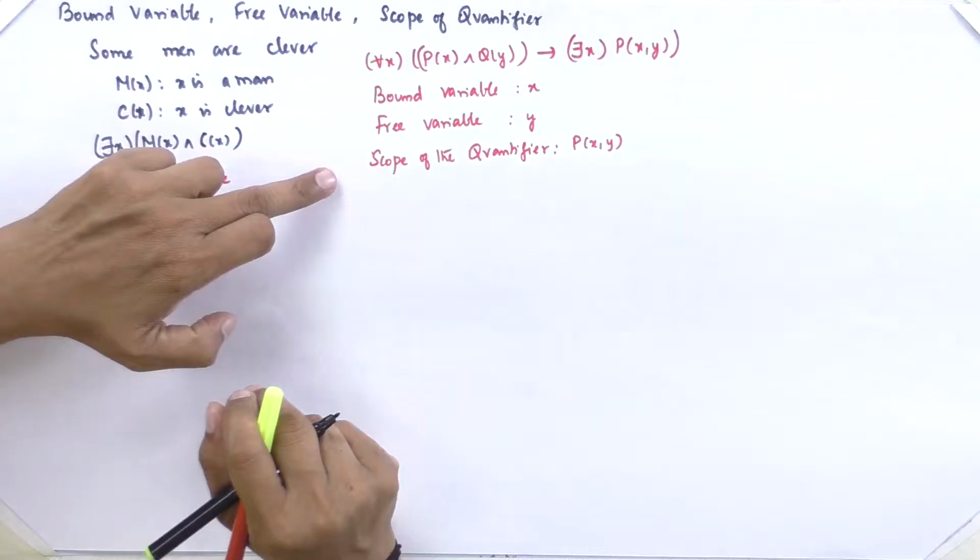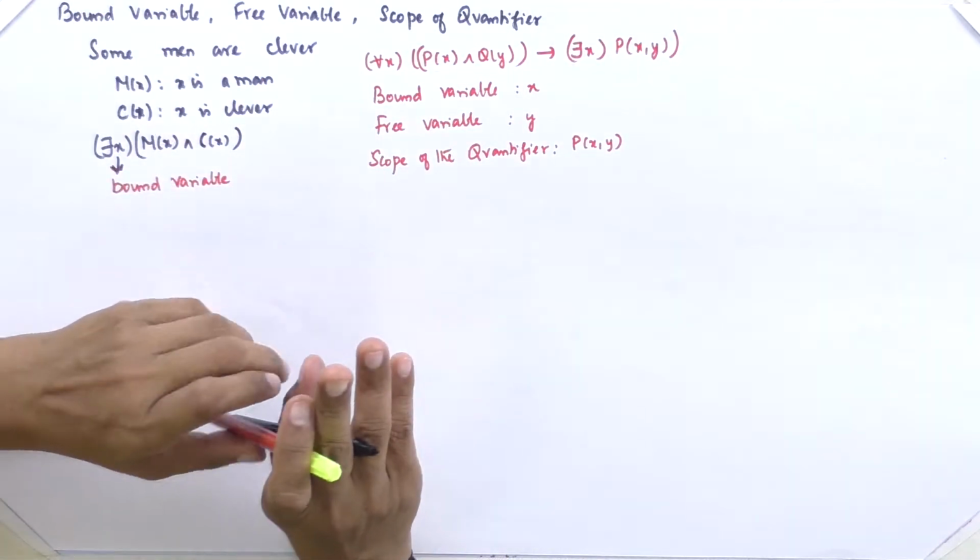I do repeat this: a bound variable is a variable which is quantified by any one of the quantification symbols, and a free variable is one that is not quantified by any quantification. Scope of the quantifier is any formula, or any part of the formula, which is followed by a quantification symbol. That part alone, leaving out the quantification symbol, is called the scope of the quantifier. So that is what it is.